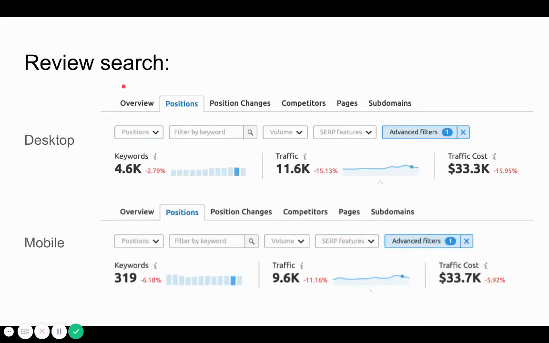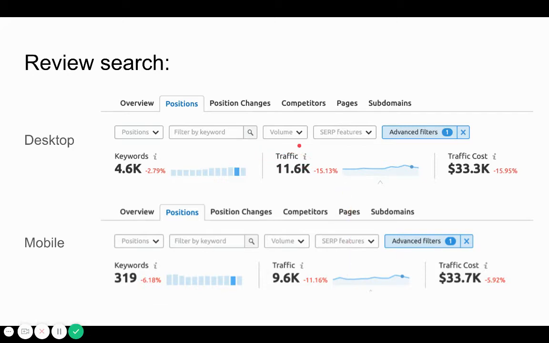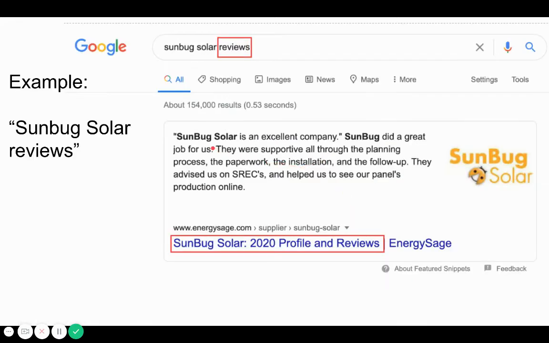And then reviews. People check reviews before they purchase anything nowadays. In terms of reviews, this is how much they are generating each month, this is how much on mobile, and this is on desktop. And this is an example.